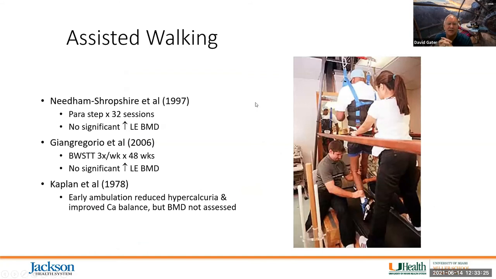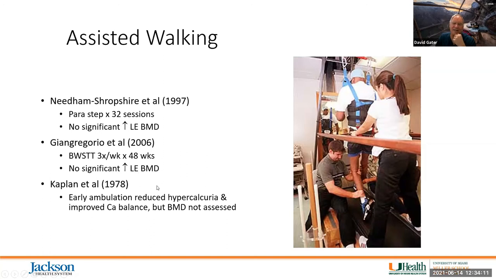What about assisted walking? There are some studies that have been done looking at loading with assisted walking. Needham-Shropshire in 1997 used the Peristep device, which is a combination of surface functional electrical stimulation and orthotics. It didn't show any significant increase in lower extremity bone mineral density in persons with chronic paraplegia. Gian Gregorio in 2006 looked at body weight supported treadmill training 3 times a week for 48 weeks, so almost a year, and demonstrated no significant increase in lower extremity bone mineral density.